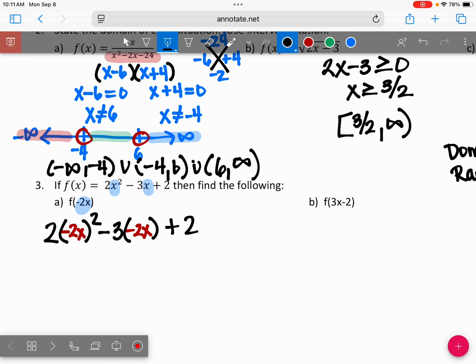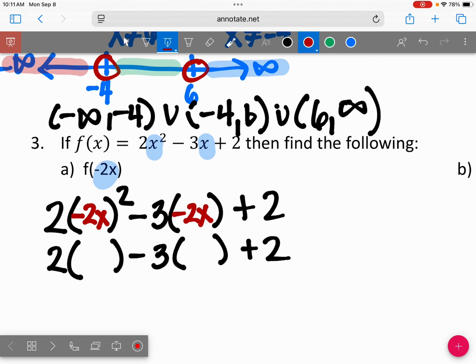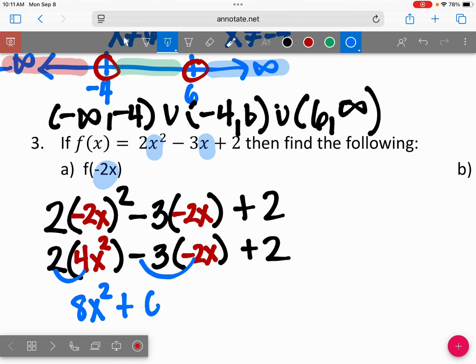The first thing I'm going to do is square -2x, which means that I'm taking -2x times -2x, which is 4x squared. And now I'm ready to multiply, which gives me 8x squared. And negative times a negative gives me a +6x and a +2.